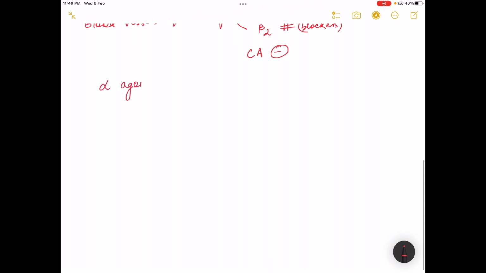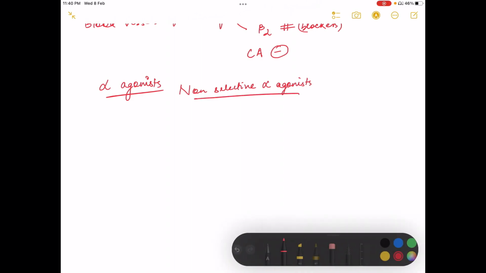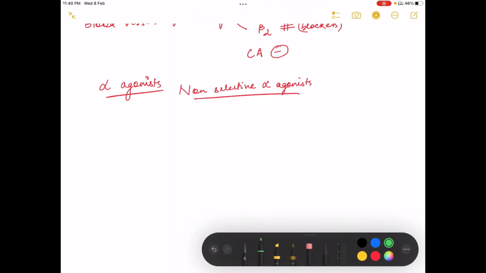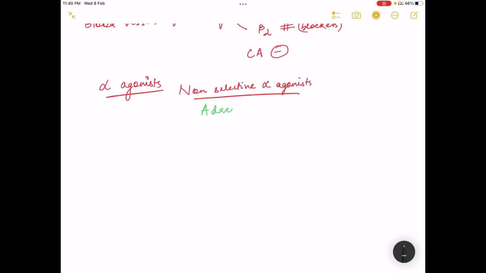So what are the alpha agonists? The alpha agonists can be non-selective or selective. The non-selective alpha agonists are adrenaline, and another is the prodrug of adrenaline, that is dipivefrin.